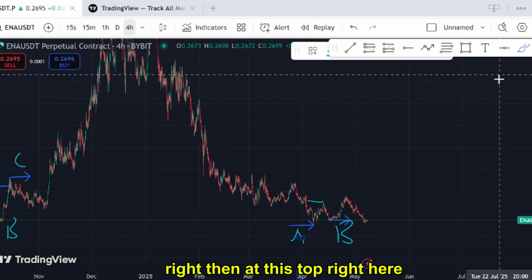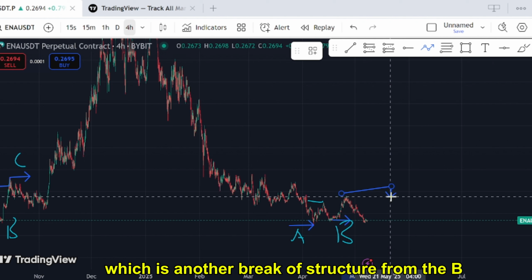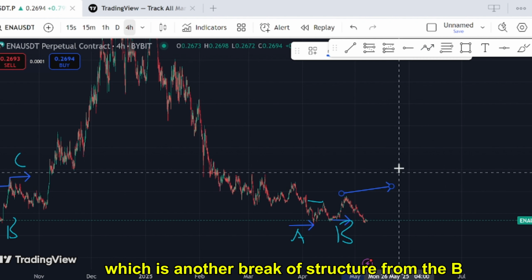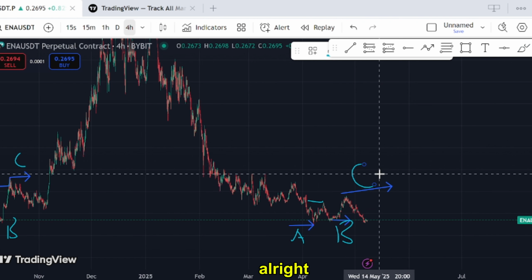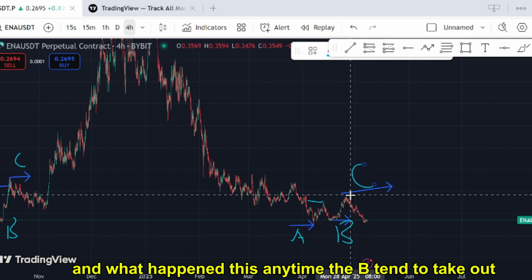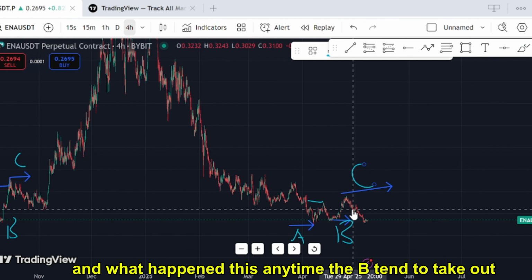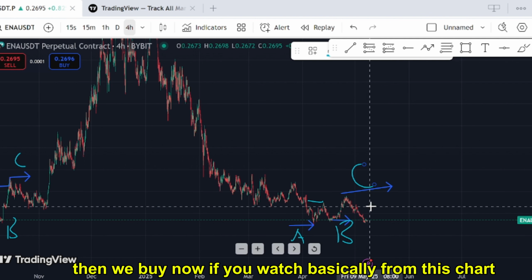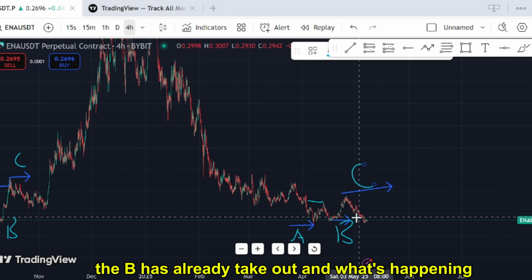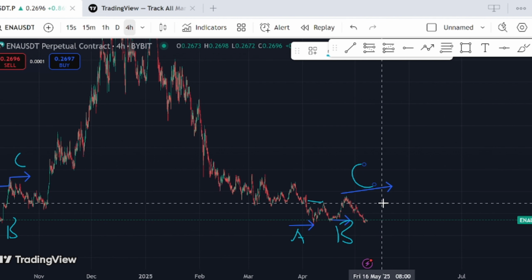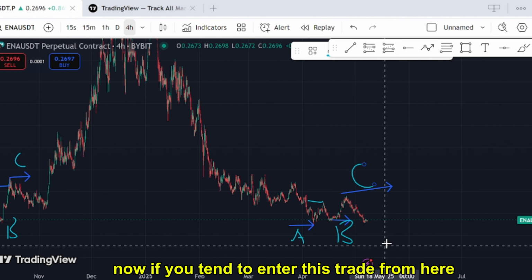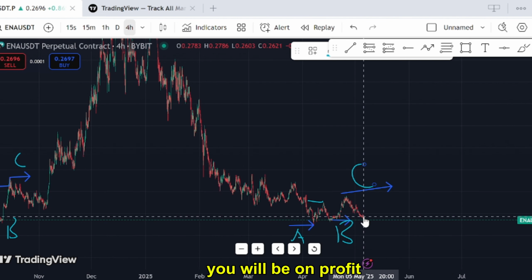Then at this top right here, which is another breakout structure from the B, I'm going to call it C, right? And what happened, anytime the B tends to take out, then we'll buy. Now if you watch basically from this chart, the B has already taken out, and this is now trying to go back to the top. Now if you tend to enter this trade from here, you will be on profit.